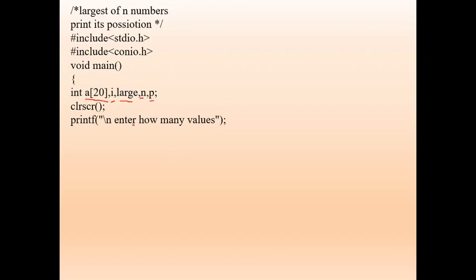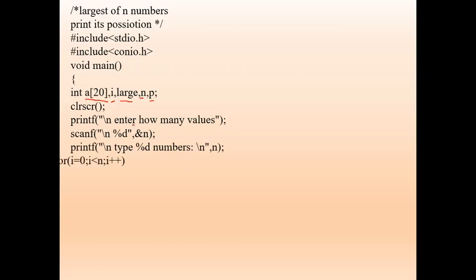CLRSCR is to clear the screen, and then display a message to the user with the help of printf: how many numbers you want. And then the value will be stored in N. Asking the user to enter the numbers, and then you read the numbers with the help of a for loop. So up to this, we are reading the N values. After completion of this reading, assuming the first member as the large.